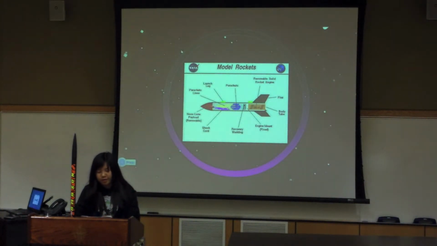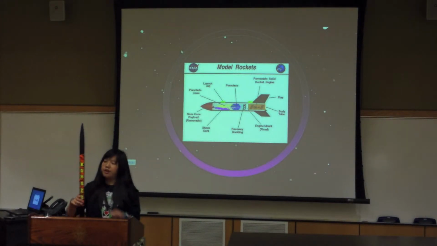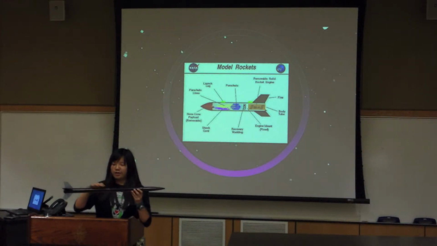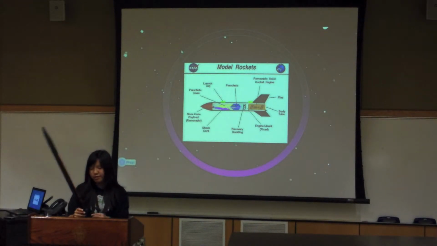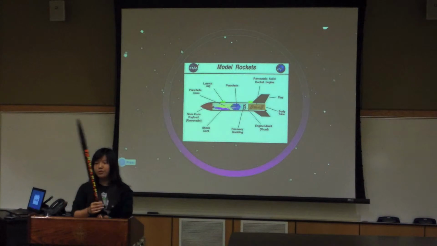To construct the rocket, the first thing we had to do was glue the launch lug, which is this thing right here on the rocket, where the rod will go through when you launch it, and the fins to the body tube, which is this whole tube of this rocket.